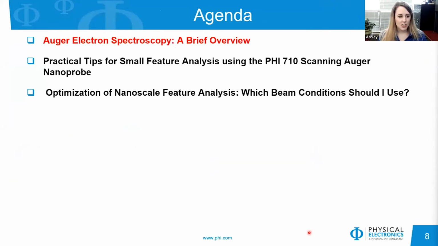So that brings me to the agenda for today's talk. I will start out with a very brief overview of Auger Electron Spectroscopy, followed by a few practical tips for users of the PHI 710 instrument. And then finally, the majority of the presentation will be about how you can optimize your nanoscale feature analysis with respect to different beam conditions.